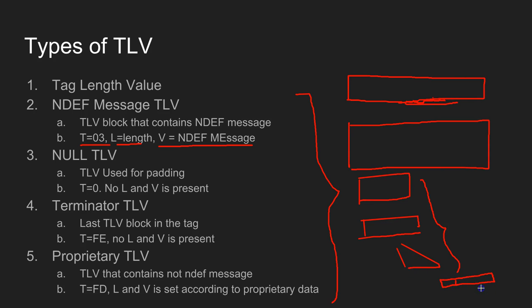So there could be more empty space in the tag after the terminator TLV, but that is not considered at all. So the terminator TLV indicates the end of the message series. Now here the value of T will be FE, and this also doesn't have the L and the V. The proprietary TLV is something you use if you want to store any proprietary data. In that case the value of T will be FD, and the value of L and V will be according to your data.